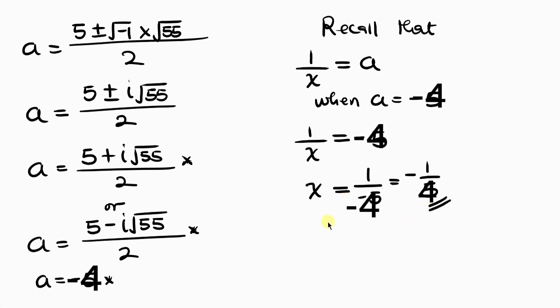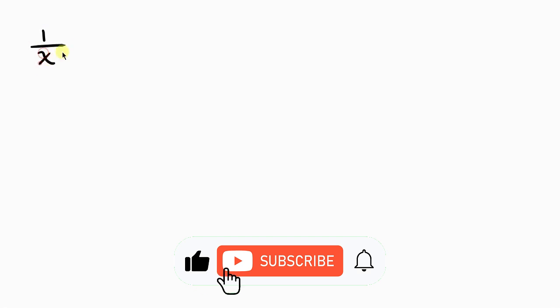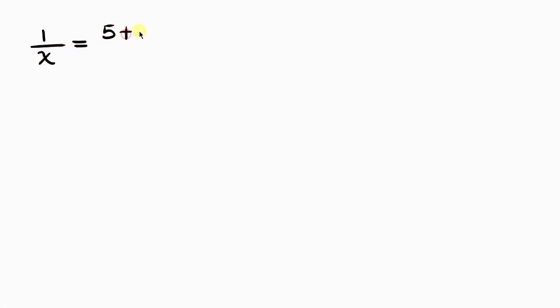Now, this time, let's say when a is equal to, let's take this first value, is equal to 5 plus i root 55 all over 2. So we're going to be substituting this value of a here in order for us to get the value of x. So we have 1 all over x to be equal to the value of a we are substituting, which is 5 plus i root 55 all over 2.